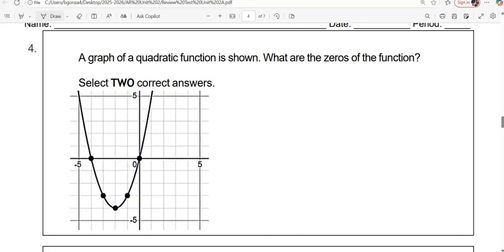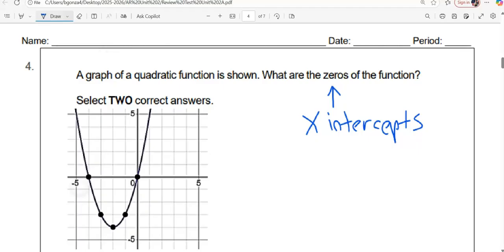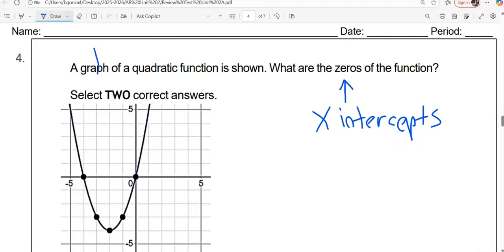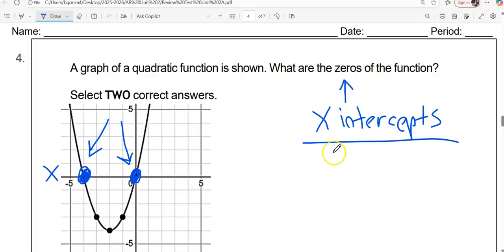A graph of a function is shown. What are the zeros? What did we just say? What's a zero? X-intercepts. So we want to select two correct answers, and you're actually going to click them on the graph here. Okay, so when you do this on the computer, you're going to click them. So where do I find x-intercepts? Here's my x-axis, and it's right here and right here. That one and that one. It's not any of these three at the bottom, okay? These three are not it because they don't cross x, okay?